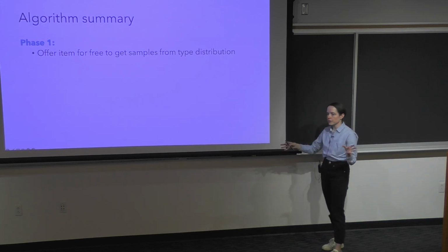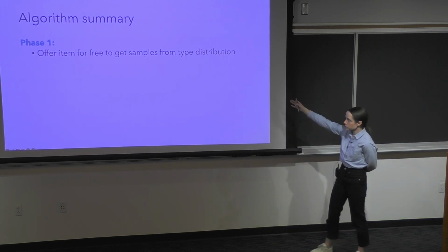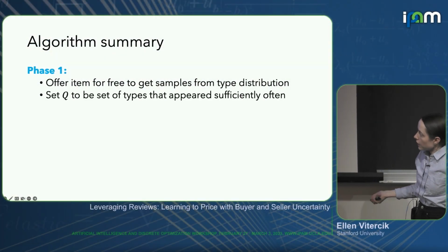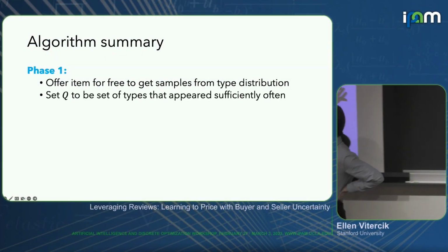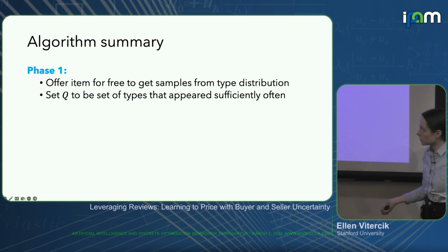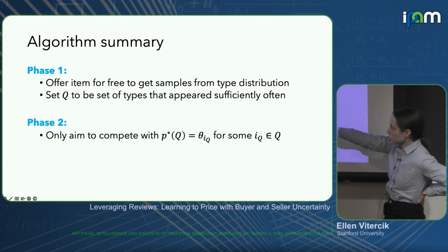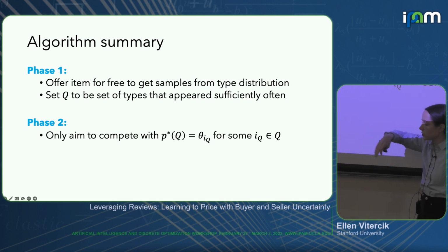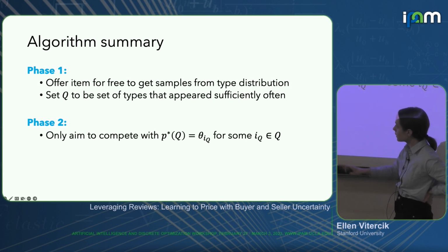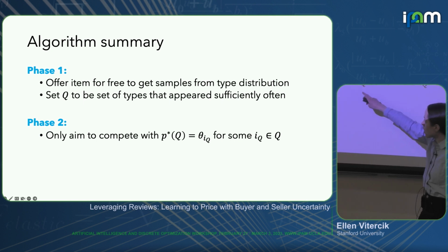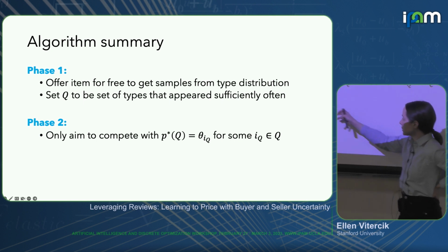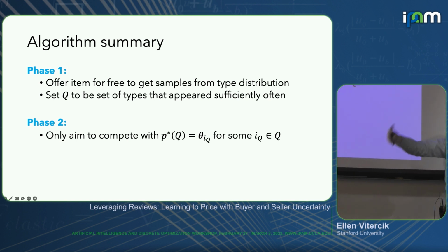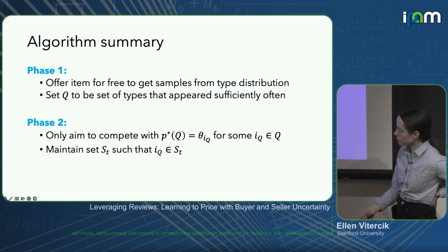Okay, so let me just summarize the algorithm one more time. First we offer it for free to get these samples from the type distribution. And we set Q to be the set of types that appeared sufficiently often. Now in phase 2, we're only going to try to compete. We're going to ignore all the types that are not in Q, all the types that appear just too rarely. And we're just going to try to compete with the optimal price, P star of Q, which happens to equal some theta IQ, which is optimal with respect to the agents in Q.